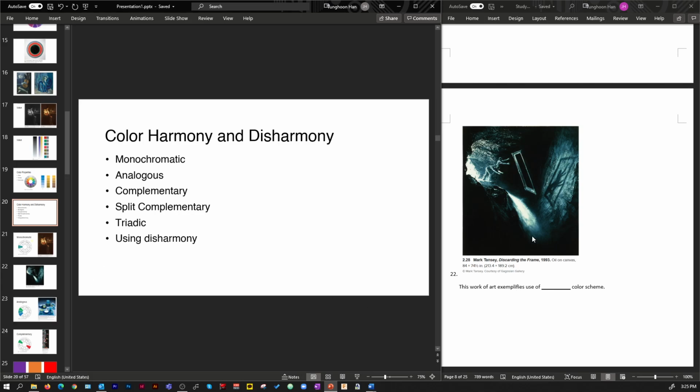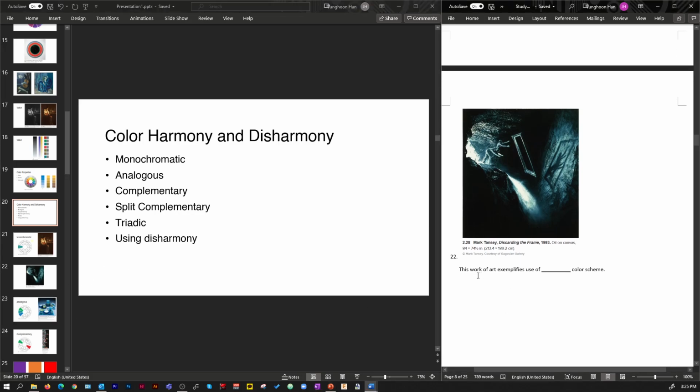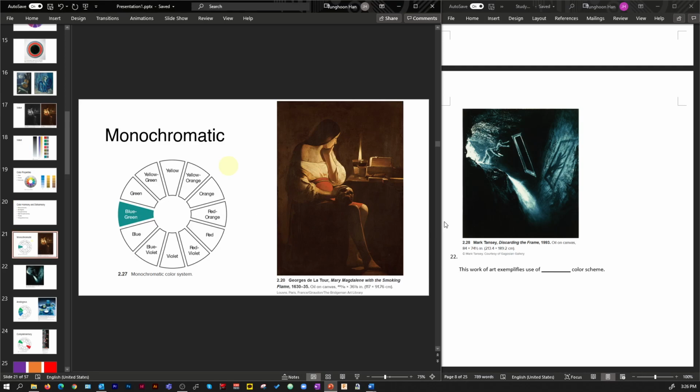The first thing that we're going to look at is this one right here. This work of art exemplifies the use of a blank color scheme. If you take a look at this work of art, there's only one hue that we can see, which is blue. If you are just isolating your color scheme into one hue, like this example right here, which is kind of a yellowish red orange color, what you get is a monochromatic color scheme. Like I said, only blue green is used for this example right here.